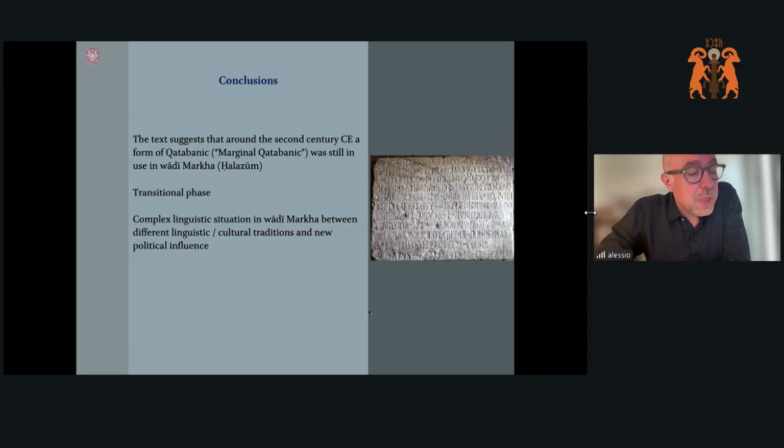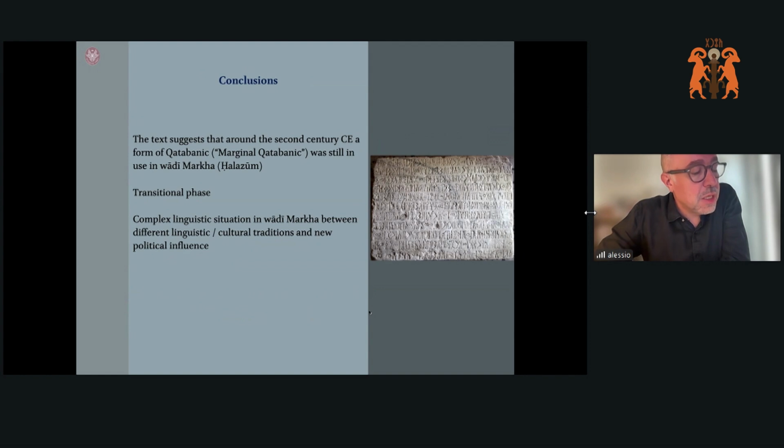This variety should be classified as marginal Qatabanic, a term used by Dazi to describe varieties of Qatabanic that show significant influence from neighboring languages, particularly Sabaic, and which is usually attested in peripheral areas. The sociopolitical implication of this linguistic evidence requires caution. Considering linguistic evidence as a meaningful indicator, we may tentatively propose that the region maintained significant independence after the 1st century CE. This would situate our text in a transitional phase.